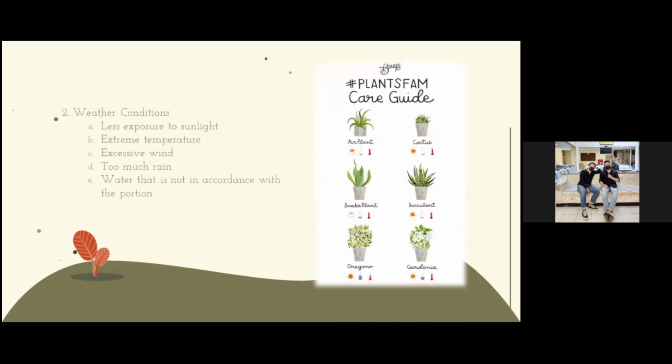Next, number two is weather conditions. Example is less exposure to sunlight. Number two is extreme temperature. Number three is excessive wind. Number four is too much rain. And number five is water that is not in accordance with the portion.